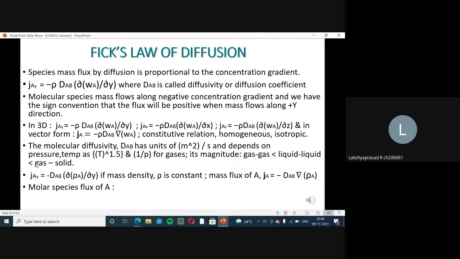This general form of Fick's law of diffusion can be rewritten as shown if mass density rho is constant, so that rho can be taken inside, and we know that W into rho is equal to rho A. And obviously the same thing in vector form is represented over here. And we move on to the molecular species flux of A in the next slide.